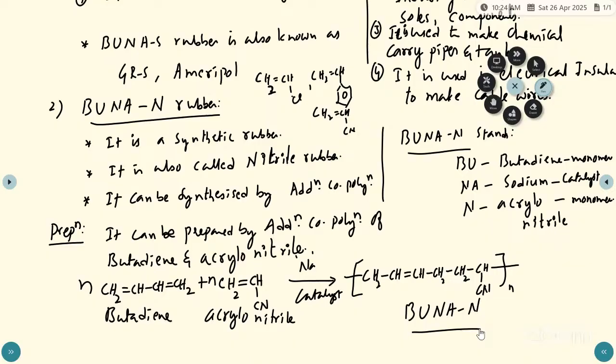Is Buna N also vulcanized or not? It should also be vulcanized. Why? It carries a double bond, so we have to vulcanize it.